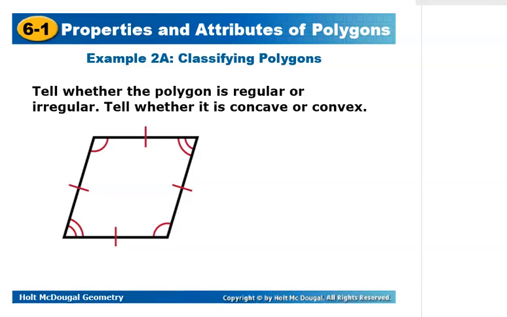So looking at this one, let's first tell if it's regular or irregular. If it was regular, it would have all equal sides, which it does, and all equal angles. Does it have all equal angles? Looks like these are the same, but these ones aren't, so it's irregular, because it needs to be both equal angular and equilateral. Okay, is it concave or convex? Well, if we were to draw the diagonals, it looks like they're all on the inside, and it doesn't cave in anywhere, so this is actually convex.